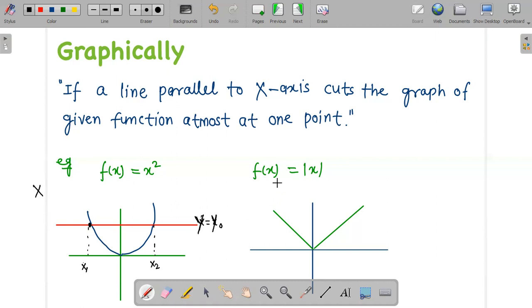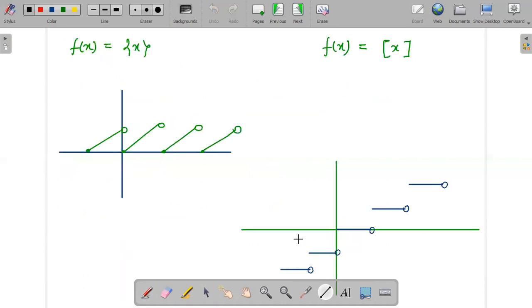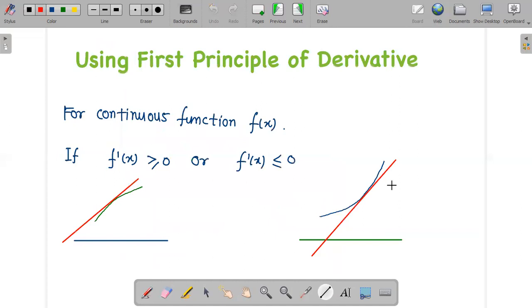So this function is said to be many-one. Similarly, all modulus functions are said to be many-one, because for a single output, more than one input is participating. The fractional part of x, or any fractional function, is said to be a many-one function. Similarly, the greatest integer function is said to be a many-one function.